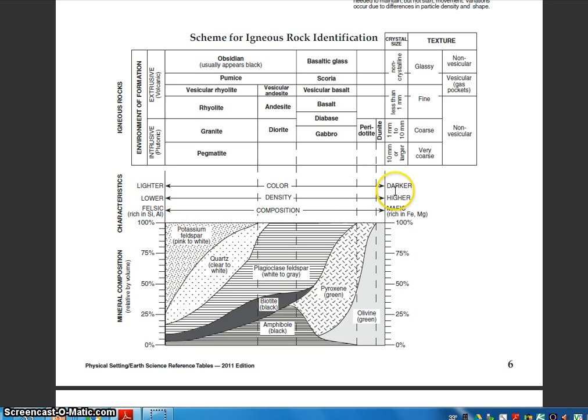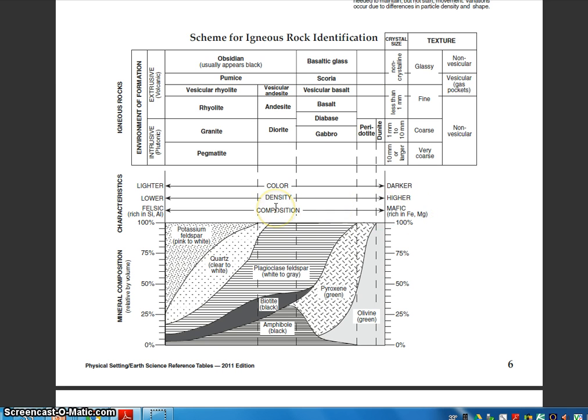On the right-hand side of the chart, we'll find that these rocks are darker in color. They are higher in density, and they're considered mafic in composition, meaning they're richer in iron and magnesium.